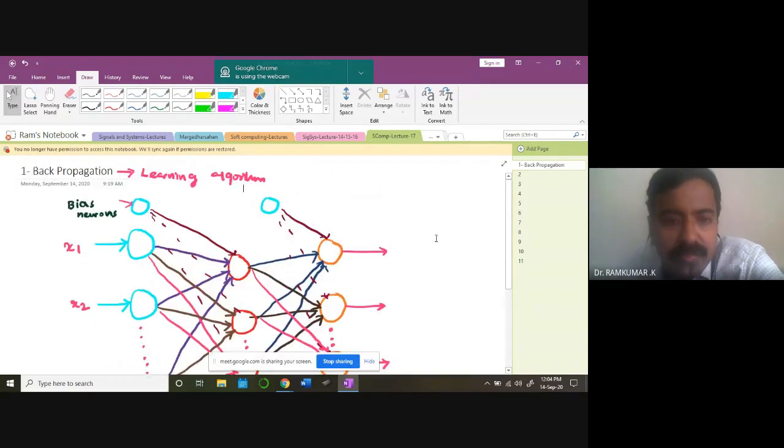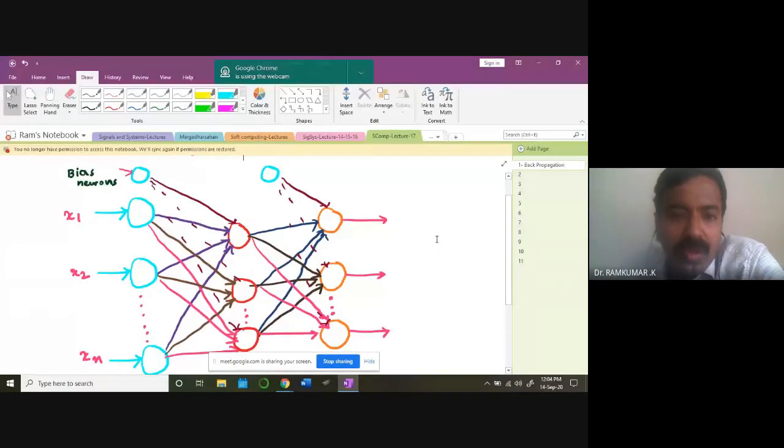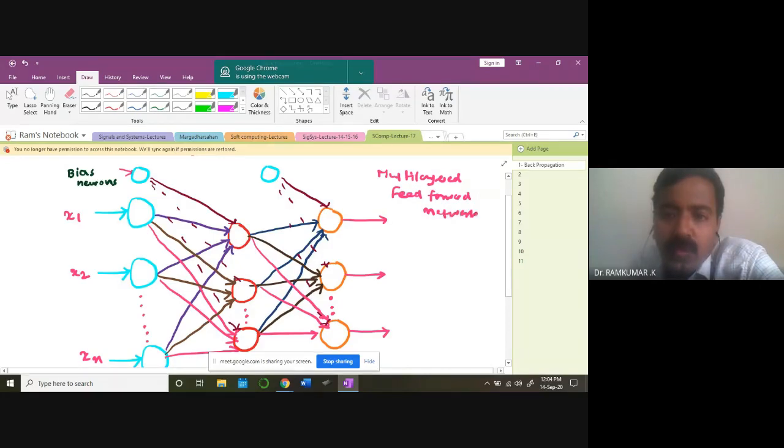Okay. So look at this. We have a multi-layered feed-forward network here. We would like to work with this multi-layered feed-forward network, and we would like to apply the gradient descent rule. We know how to apply the gradient descent rule for a single-layered perceptron using a logistic neuron, which we already learned.